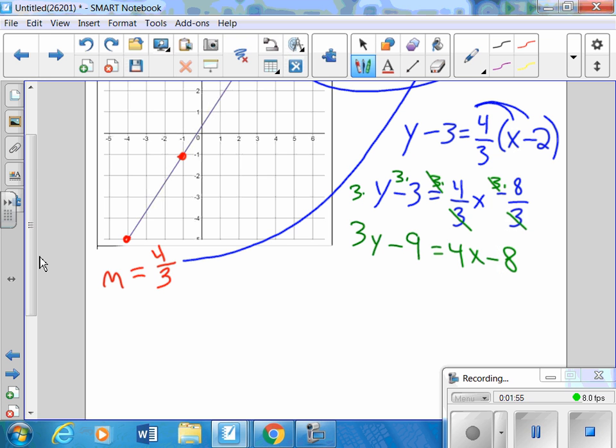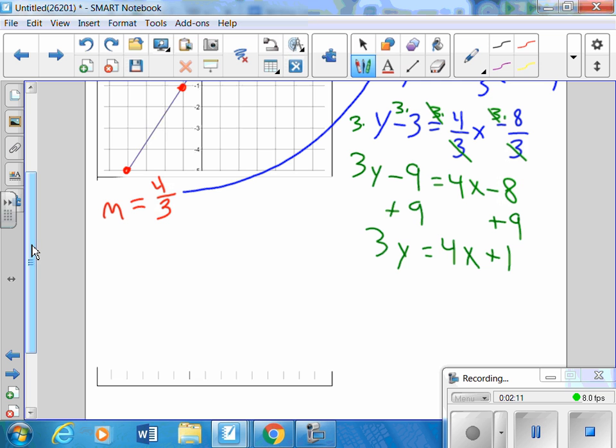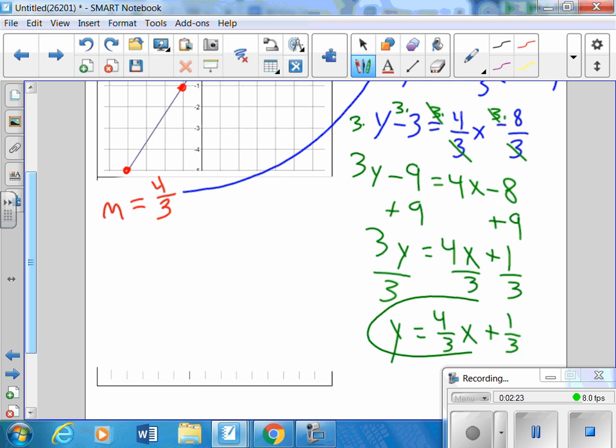Next step in the process to get y by itself is to add 9 to both sides. So now we get 3y equals 4x, -8 plus 9 is +1. Last step to get y by itself is to divide everything by 3. So now y equals 4/3 x plus 1/3. That would be your answer.